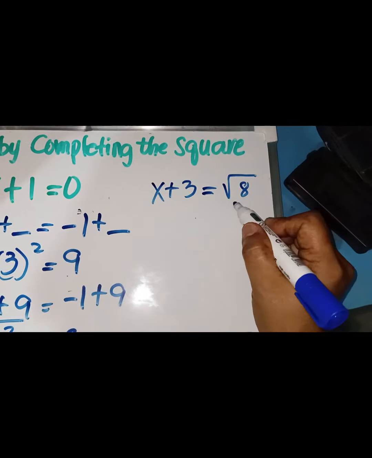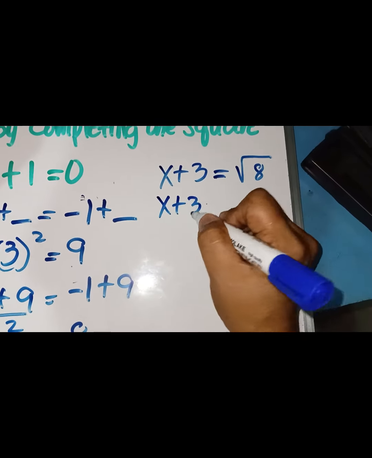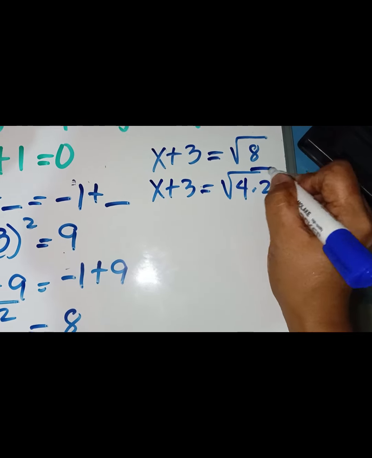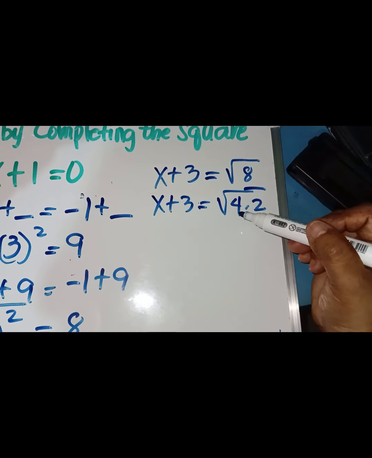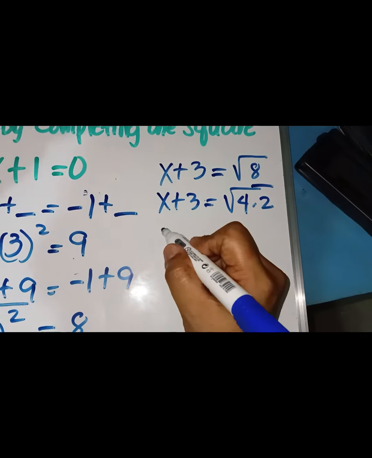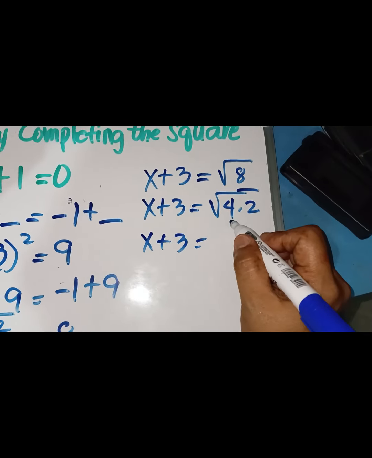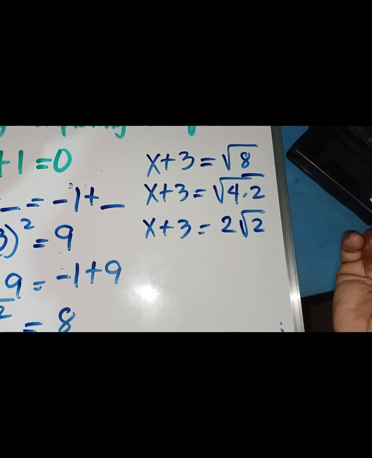Now, the square root of 8 can be simplified. So, we have x plus 3 is equal to the square root of 4 times 2 as the factors of 8, in which one of the factors is a perfect square. So, x plus 3 is equal to, extracting the root of 4, 2 square root of 2.